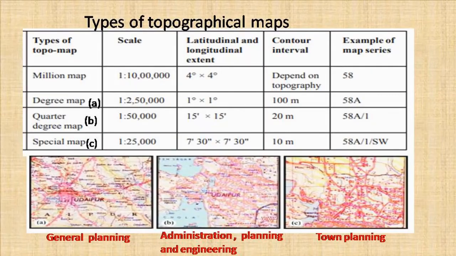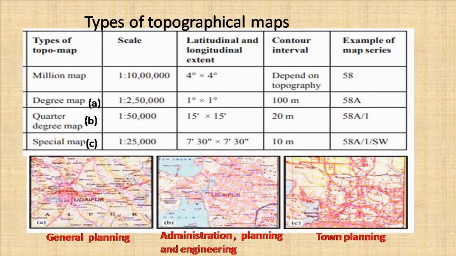Survey of India prepares four types of topographical maps with different scales for India. Number one is the million map. The million map has a scale of 1 to 1 million, and it has 4 degree by 4 degree latitudinal and longitudinal extent. The contour interval in the million map can be given according to the topography of the area.